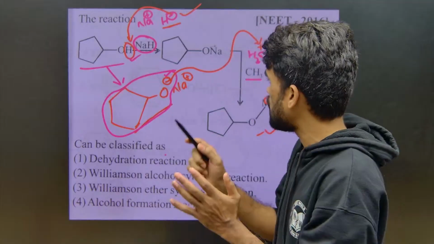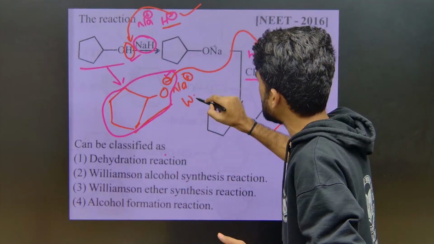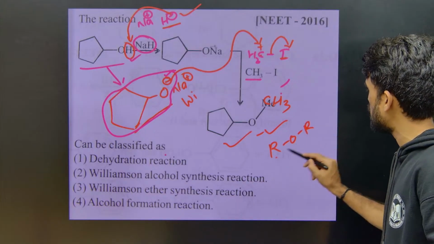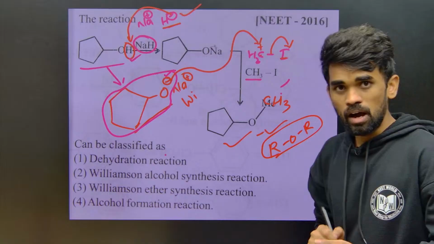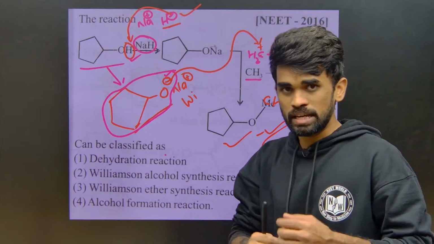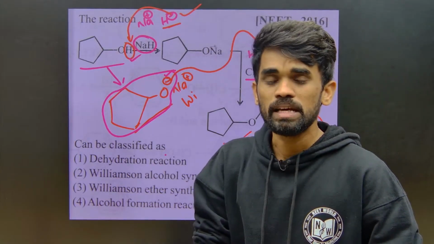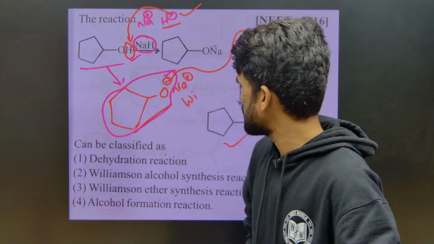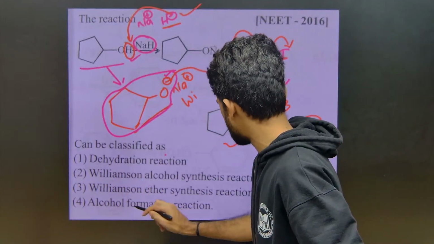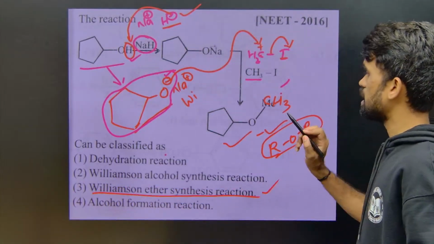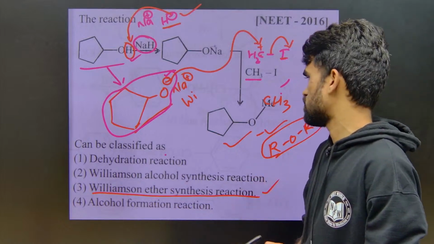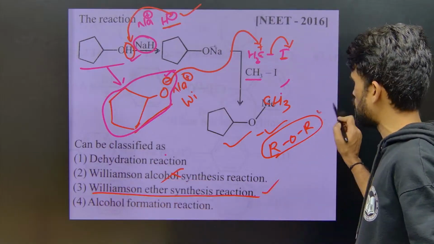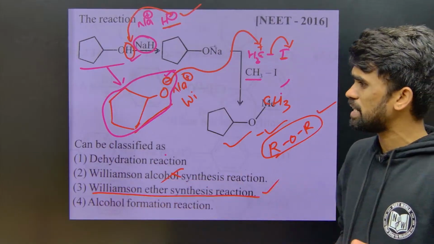So now the name of this reaction is what? Williamson ether synthesis, because what is our product? ROR. An ether is prepared. The preparation of ethers using the SN2 reaction mechanism was given by Williamson. So that's why we call it Williamson's ether synthesis. This is the perfect name of this reaction. These are not alcohols, this is an ether prepared. So Williamson ether synthesis is the perfect answer for this question.